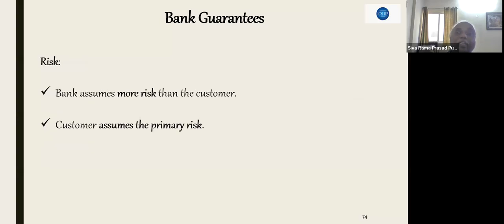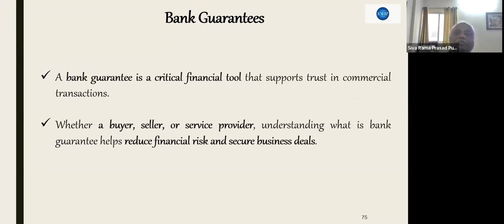Risk. In a letter of credit, the bank assumes more risk than the customer. In bank guarantees, the customer assumes the primary risk. Whether he will perform or not, that is a question mark for me. But in an LC the bank assumes more risk. Once the goods are received, then the bank, as per the LC, has to pay the amount.